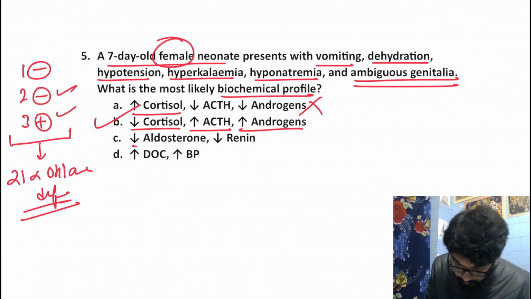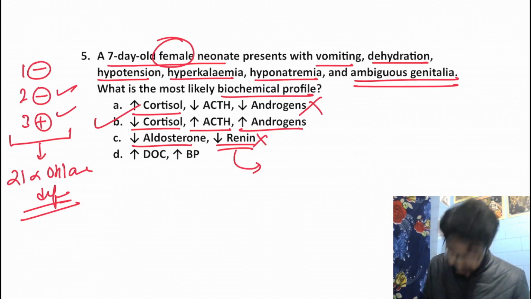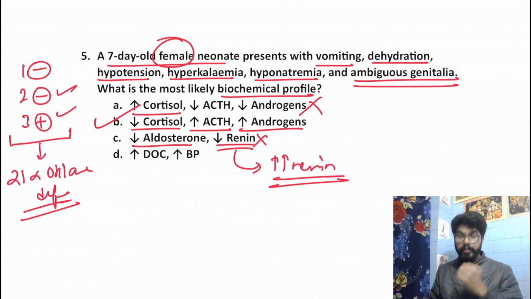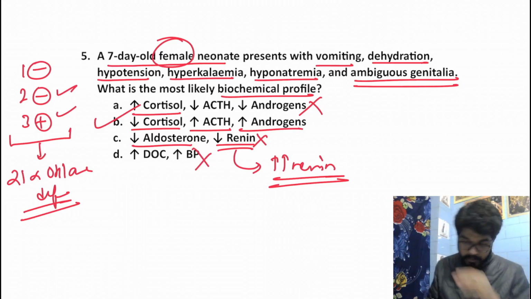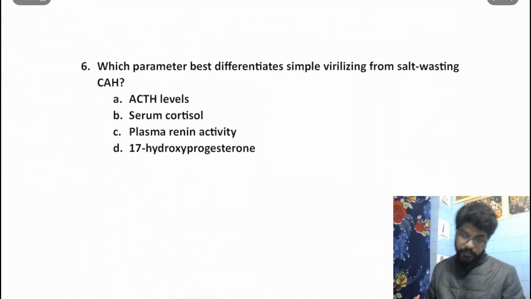Decreased aldosterone, yes, we do get decreased aldosterone, but decreased renin is the false statement, right? As a result of decrease in aldosterone, we get increased renin. We get increased renin in 21 alpha hydroxylase deficiency. Okay. And increased BP, no. Increased BP is a false statement. Okay. So option B should be our answer. Moving on to the next question.